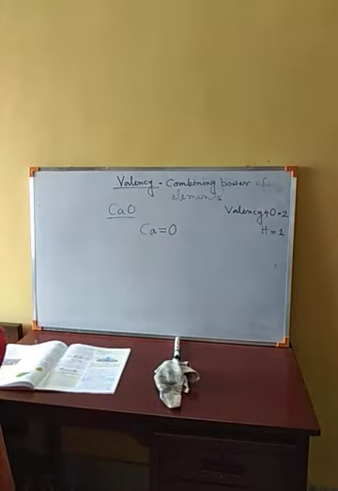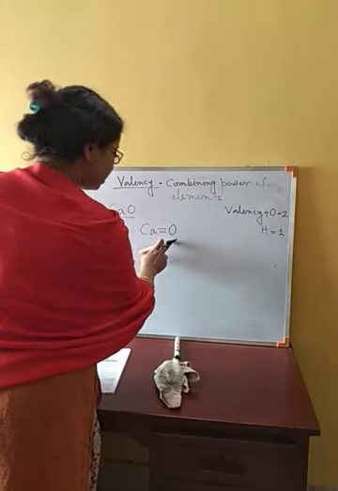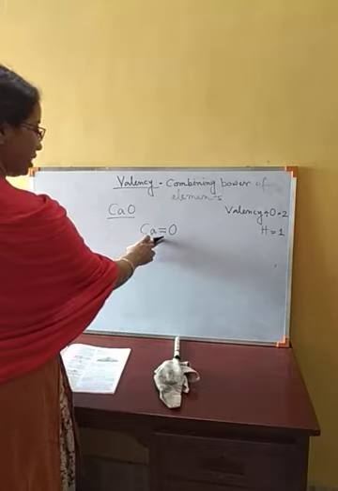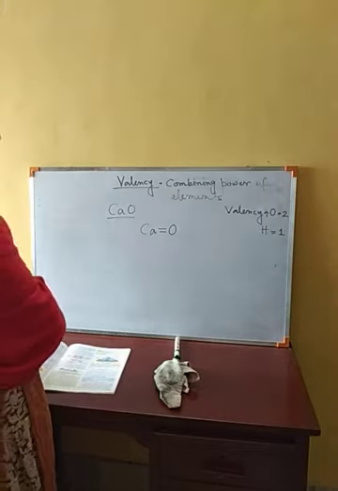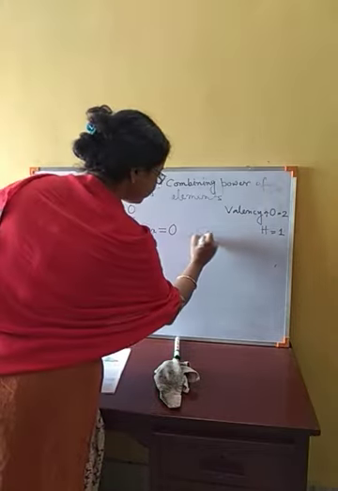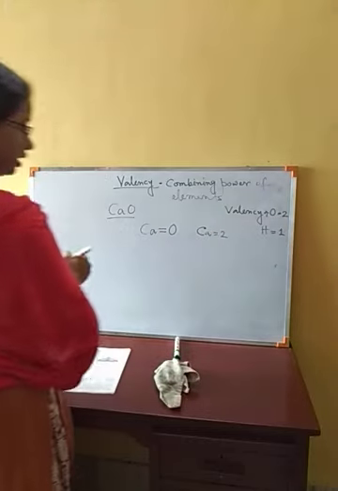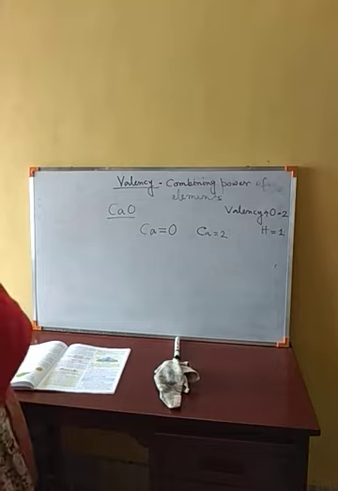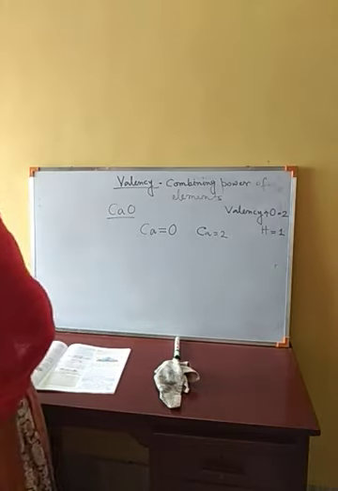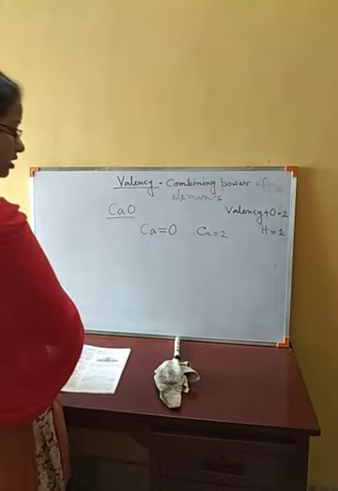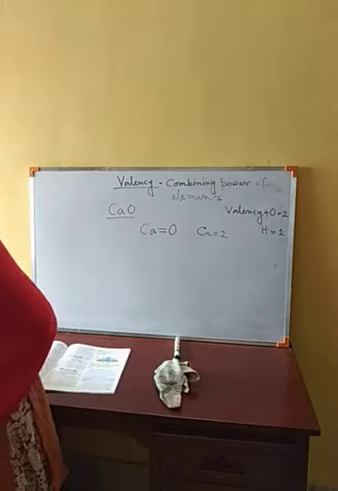Now from this we know that oxygen's valency is 2, that's why we have 2 hands from oxygen, and from calcium also we have drawn 2 hands. That means calcium's valency is also 2. So from the structure also, we can predict the valency of any element.